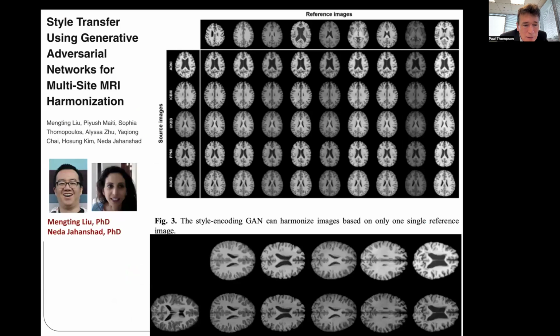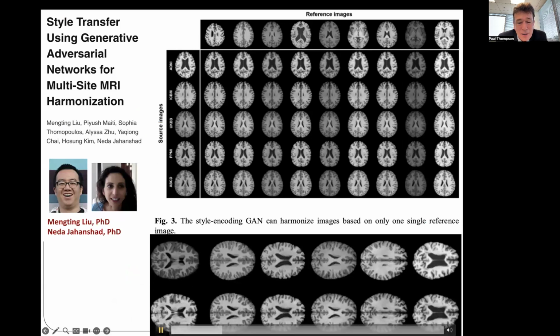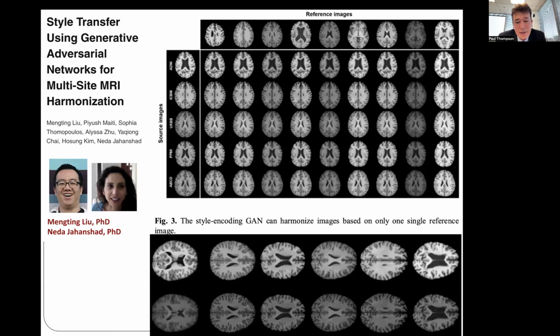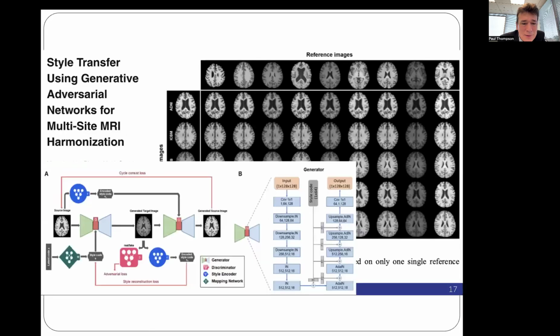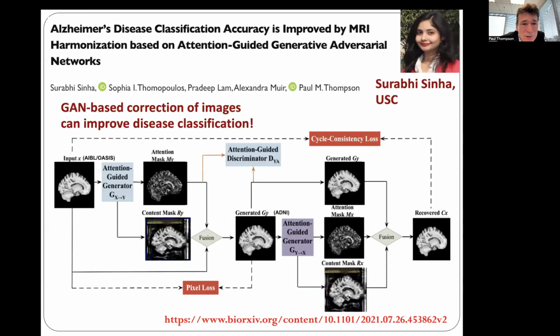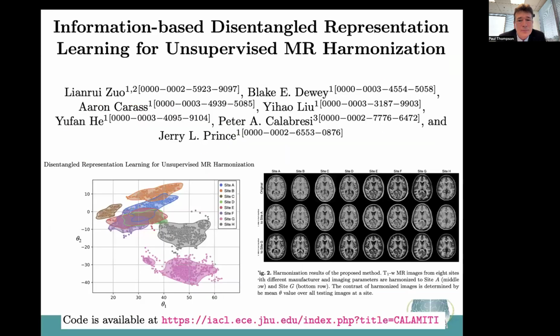It's been adapted by Mengting Liu, Neda Jahanshad, and Ho-Sung Kim to a generative adversarial model for harmonizing MRI. And you can see that style transfer is very, very important. I mean, you could basically take multi-cohort imaging data and harmonize all of it using neural style transfer. These methods are available. You can run them on your images and match their appearance to certain standard cohorts. This paper by Surabhi Sinha shows that the classification of Alzheimer's disease improves in accuracy if you do style transfer using GANs on the input images. So it's very, very valuable.